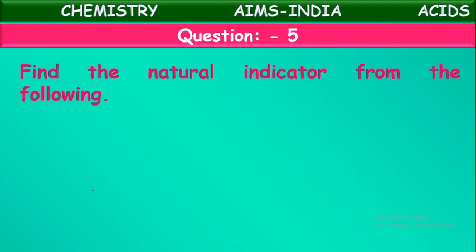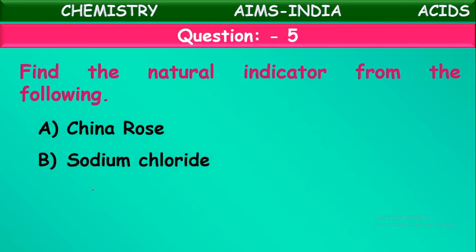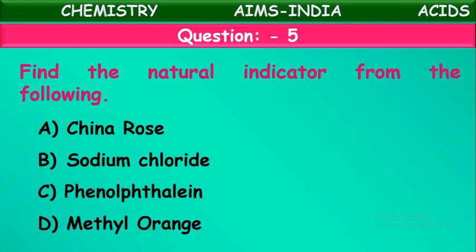Find the natural indicator from the following. So identify the natural indicator among these: China rose, sodium chloride, phenolphthalein, methyl orange. So which of these is the natural indicator, children? What did we say natural indicator means? The substance which is extracted from natural sources is a natural substance, and if it is used for identifying the acids and bases, then it is called a natural indicator. Examples: litmus, turmeric and even China rose also. Okay, China rose is one of the natural indicators.